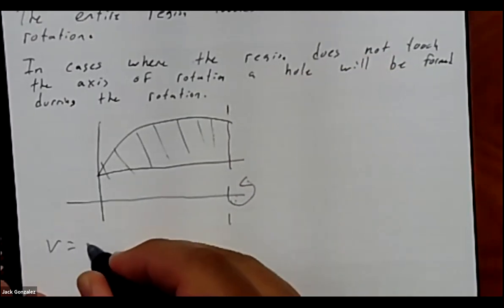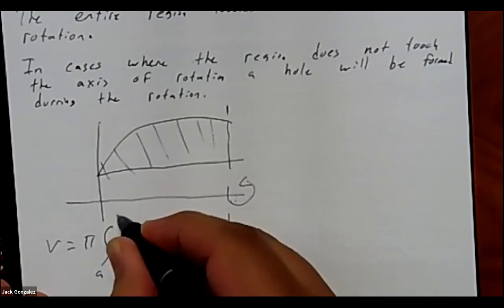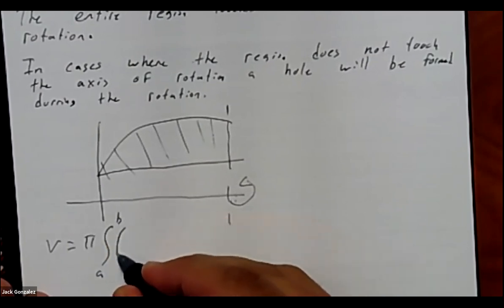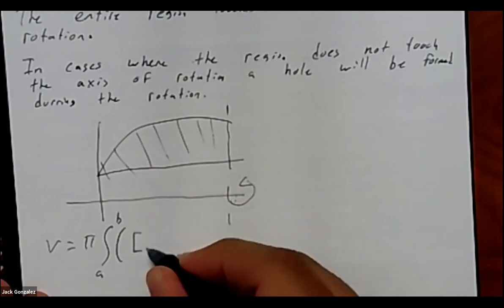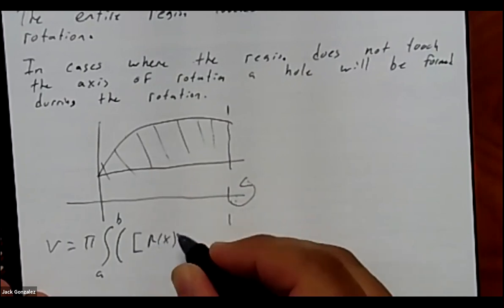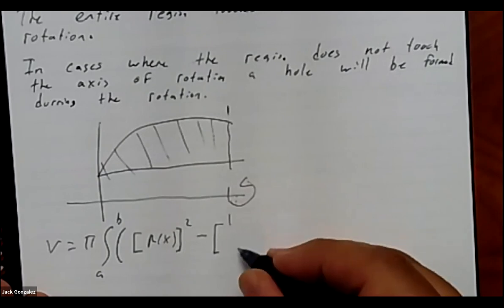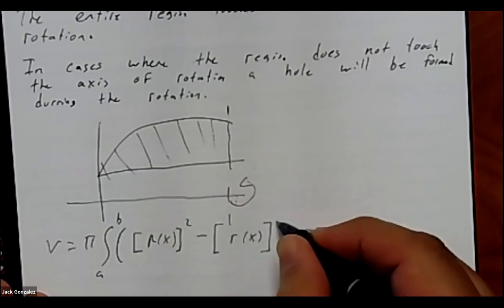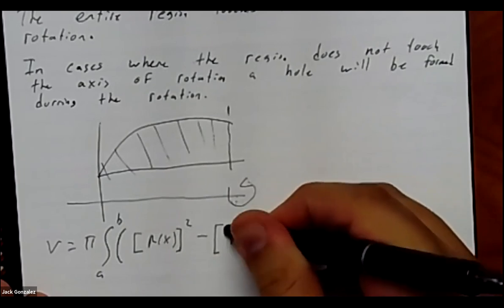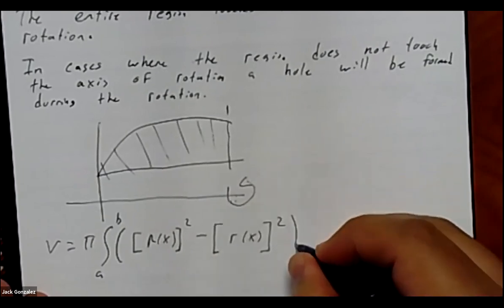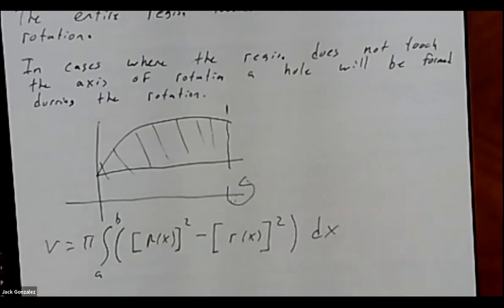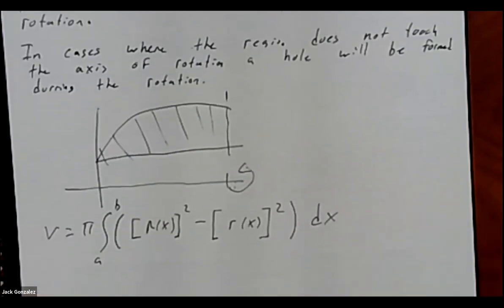V is equal to pi, integral from a to b, of big R of x squared minus little r of x squared, dx. Let me see if I can find a drawing for you somewhere.